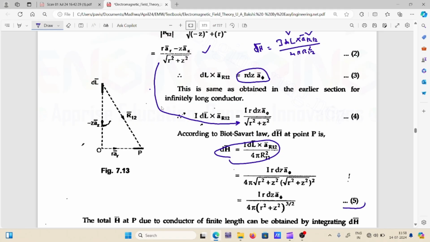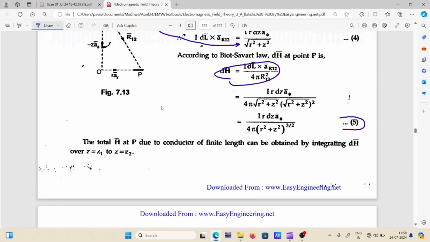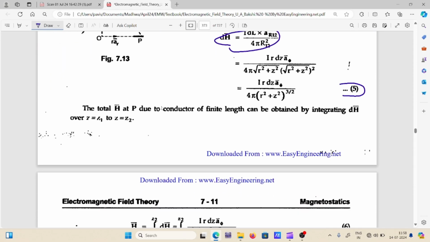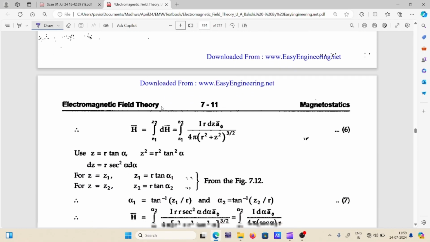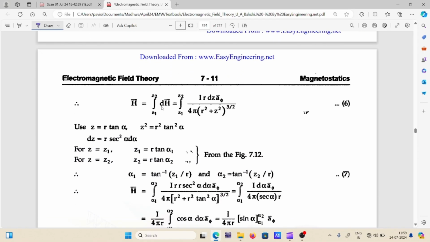Up to this fifth equation, the infinite and finite derivations are the same. Here we define the length of our conductor, which is Z1 to Z2, so we substitute the finite length. H vector equals the integral from Z1 to Z2 of dH, which equals the integral from Z1 to Z2 of I r dz a-phi divided by 4 pi times r squared plus z squared the whole to the power 3 by 2. So there is only a change in the limit. For an infinite conductor, the limit is minus infinity to plus infinity. Here it is Z1 to Z2.